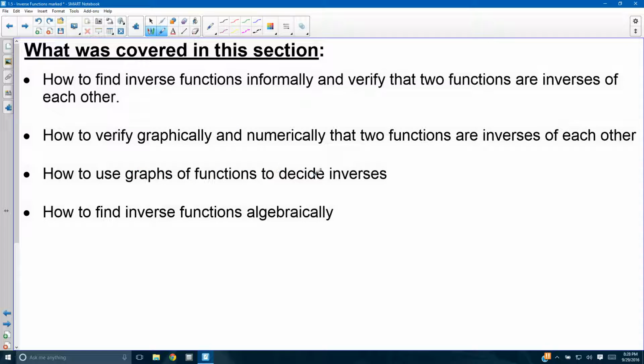Use graphs of functions to decide inverses. Okay, so you could then map points over by doing that. You could also do the horizontal line test and such to decide whether inverses were functions. And how to find the inverse functions algebraically: swap x for y in the equations, and then solve for y again.